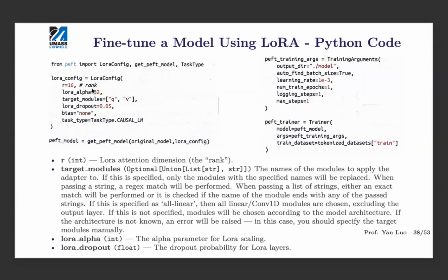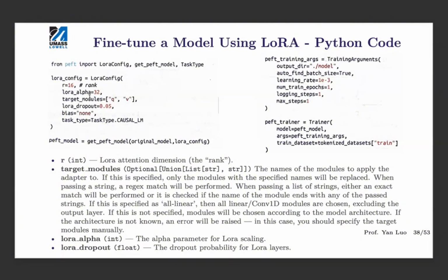configuration object that captures information about the rank. This rank could be different options, but typically people use 4, 16, 32, these powers of two. In the previous example that we showed just now, the rank was 4, because that's the number of columns in A and the number of rows in B. So this r is the rank.